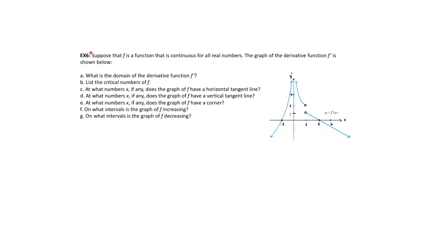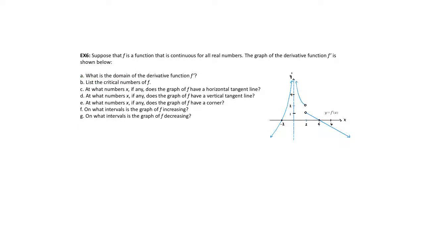Finally, we have example 6. This is a fun one. We are being told to suppose that f is a function that is continuous for all real numbers. And the graph of the derivative function, f prime, is shown below. So this graph right here, this is the derivative function. What we're going to do is try to answer these questions here.